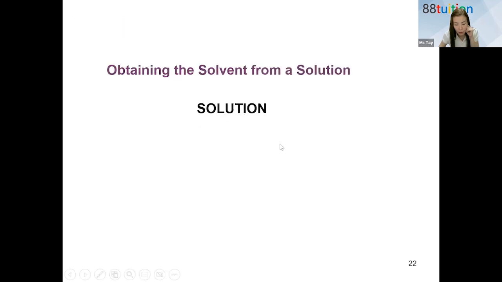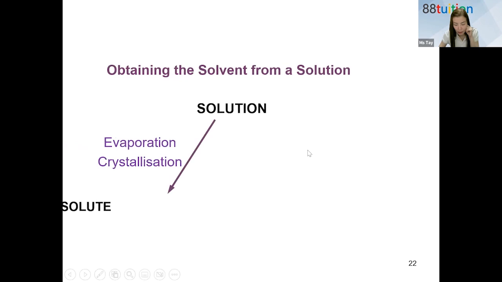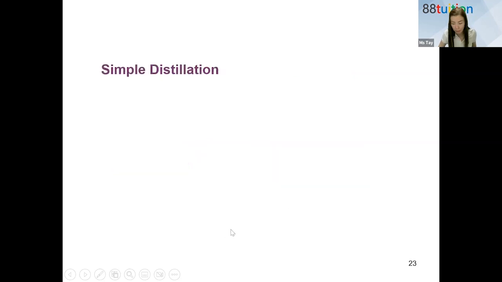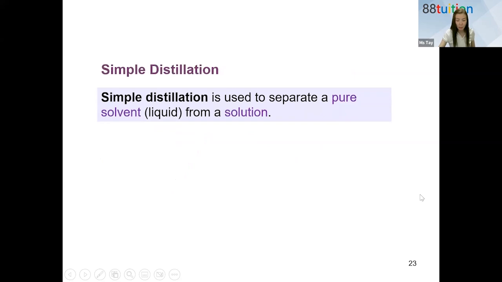So in order to understand a bit better, maybe you can take a look here. In order to obtain the solvent from the solution, we are talking about the liquid we want to obtain, we carry out simple distillation. Earlier, we were talking about evaporation and crystallization because we want to get back the solid. Now we want to get back the liquid. So what is simple distillation? Definition: to separate a pure solvent from a solution. So you have the definition here.